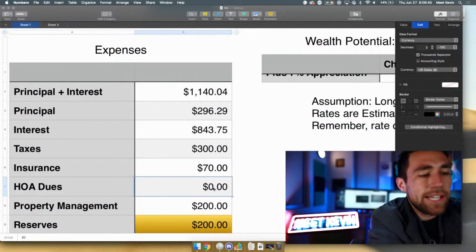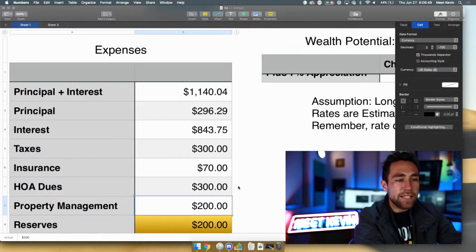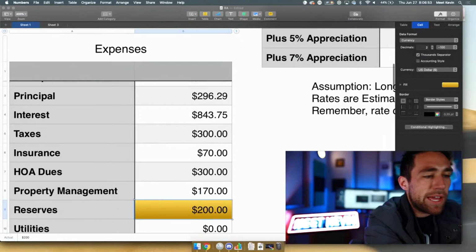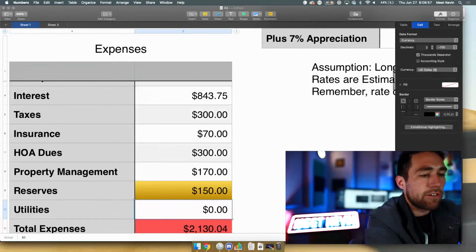All right, so in that case, we're going to have some HOA dues. We'll say it's $300. We'll say the property management on this is going to be about 7%, so let's just go with $170 for property management. And for the reserves you're going to put aside, it's a smaller condo townhouse, go with $150.